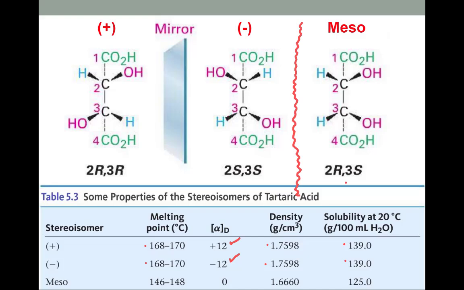The meso compound, that other one that when I try to make its mirror image, it's actually identical, that one is different. So notice down here at the bottom, it has a different melting point. It has a different density, it has a different solubility, and it does not rotate light. Meso compounds are not optically active. Okay? Not optically active. So that's something to keep in mind when you're looking at structures.